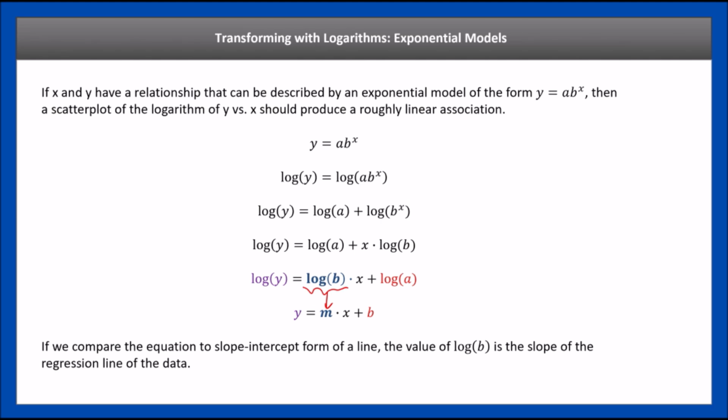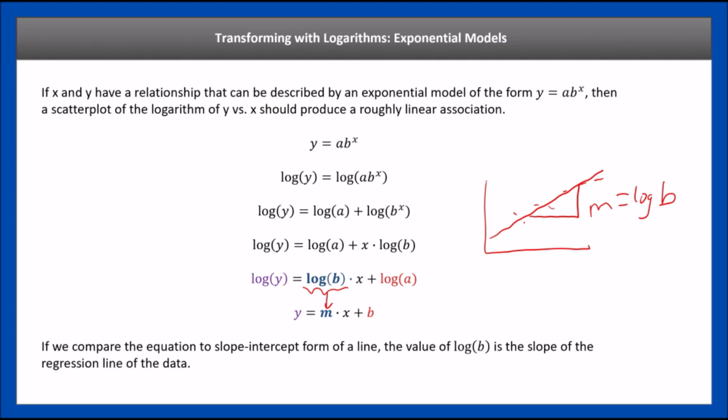And so if we find the slope of the least squares regression line, so if we did the transformation, we get a line that looks like that. The slope of this regression line, m, gives us our log of b.